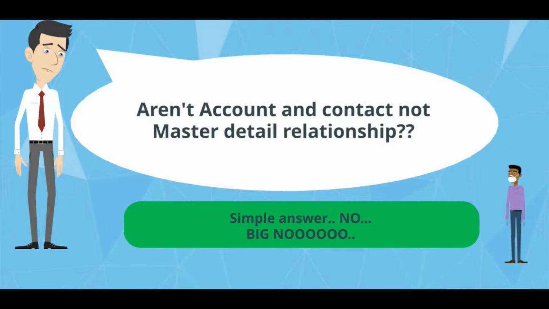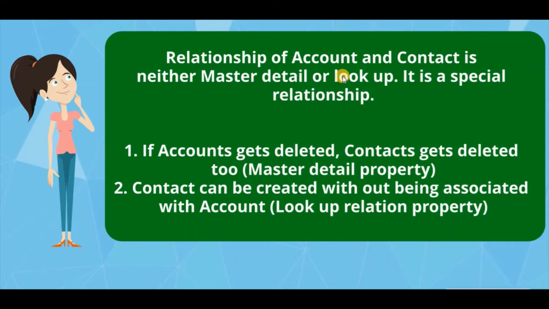So if someone asks whether we can create a roll-up summary field on account to find the total number of contacts or the sum of so and so field on contacts, no, it cannot be done, because account and contact are not master detail, and not a lookup also. It's a special relationship, which means if an account gets deleted, the contacts associated with that account get deleted, which is a master detail property, right?